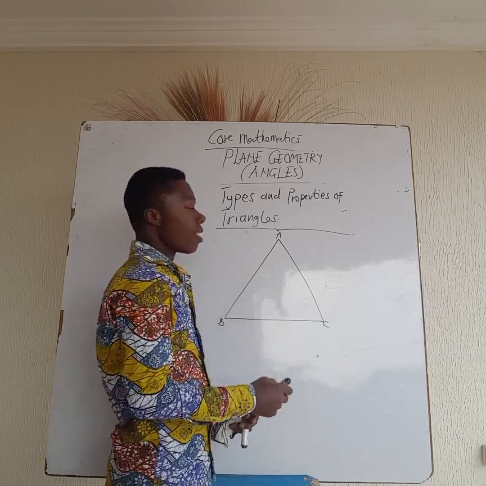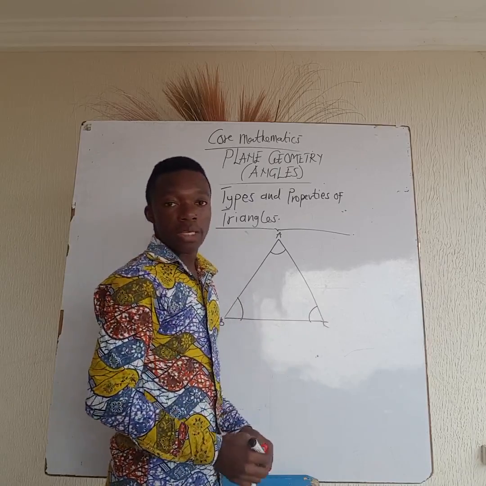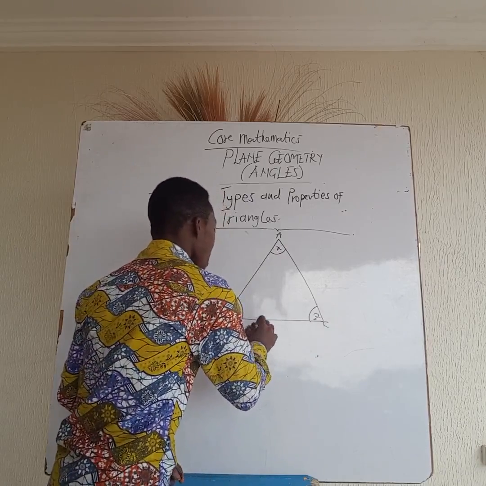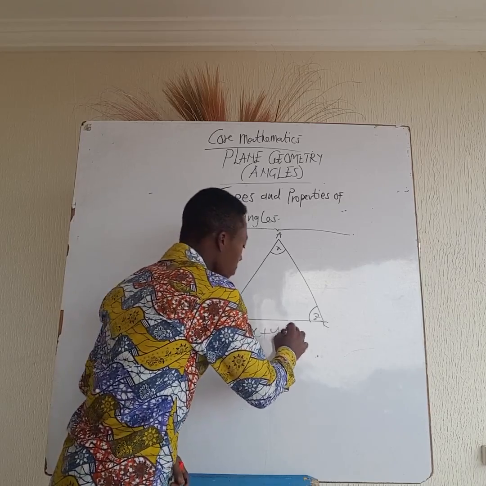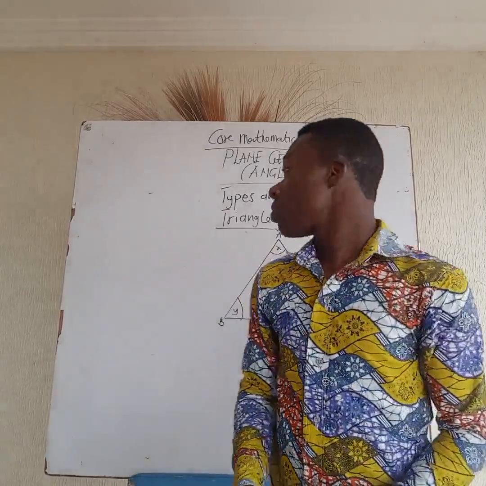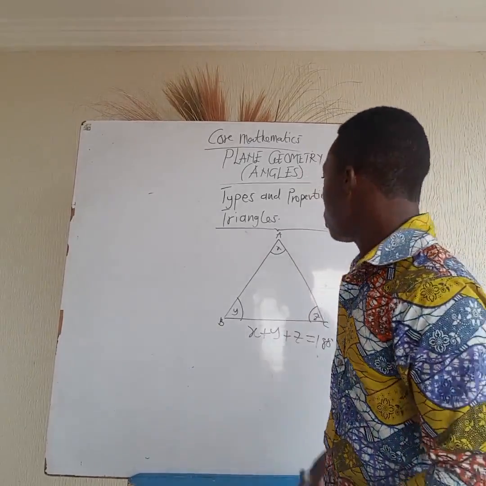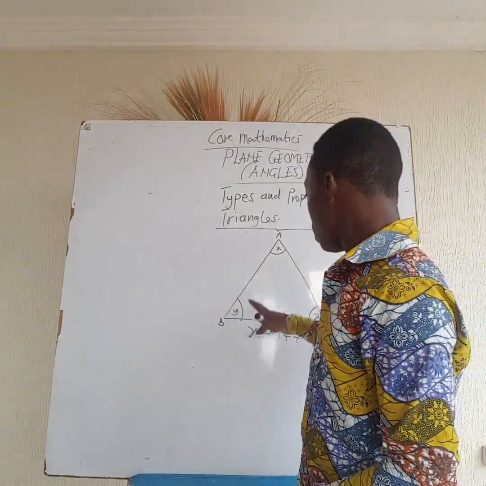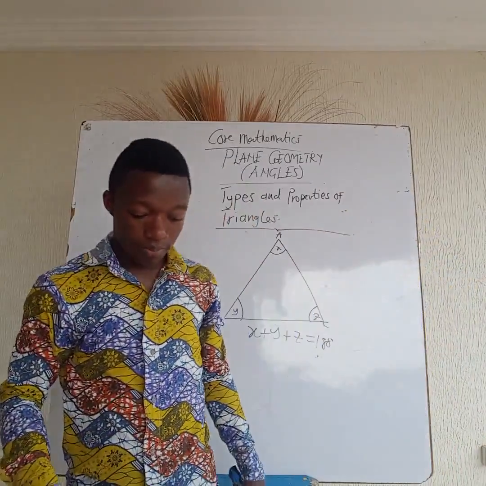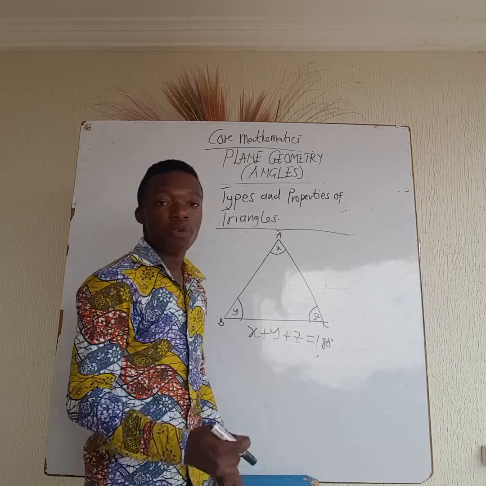With triangles, we are saying that the sum of interior angles of a triangle is what? 180. So if I label the angles x, y, and z, then x plus y plus z is equal to what? 180 degrees. So the interior angles of a triangle sum up to 180 degrees. That's for triangles. It is a polygon with three sides, and the interior angles sum up to 180 degrees.